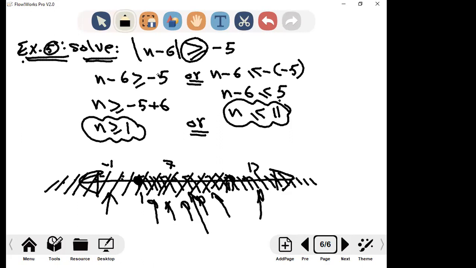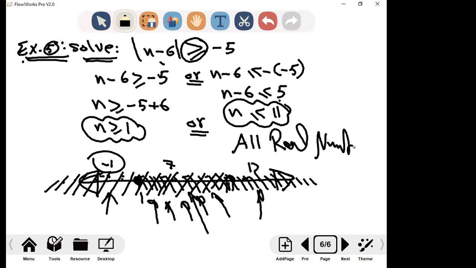What did we choose here? 7. 7 minus 6 is 1. Absolute value of 1 is 1. 1 is more than negative 5. Any value here? Negative 1. Negative 1 minus 6 is negative 7. Absolute value of negative 7 is 7. Is it more than negative 5? So in this case, what's the solution? All real numbers. But if we have less than, no solution, because whatever it is, it's negative. Okay, don't forget that.